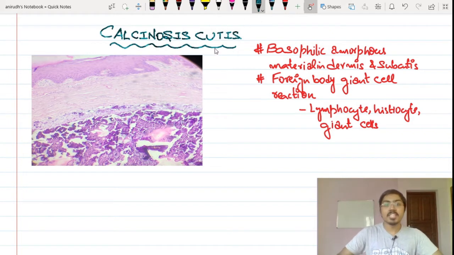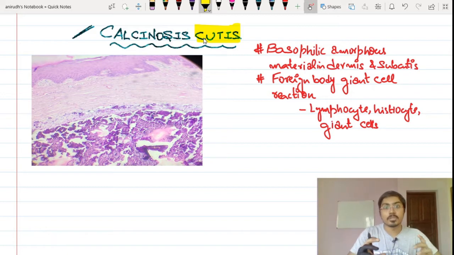So we'll begin with the first one, that is calcinosis cutis. From the name itself, I'm getting that this is some kind of calcification within the cutis, or I can say something related to the skin, isn't it? So some kind of calcification of the skin is what is meant by calcinosis cutis.